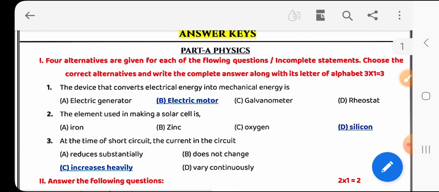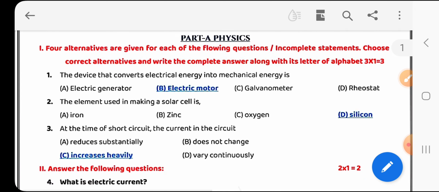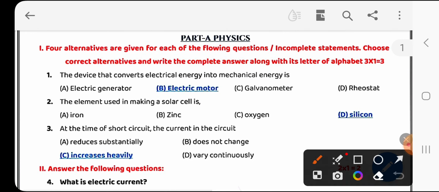So question number 1, the device that converts electrical energy into mechanical energy. So you are seeing, that is electrical motor. The element used in making a solar cell. Students, for making solar cell, that is silicon is needed. At the time of short circuit, the current in the circuit increasing heavily is the correct answer.